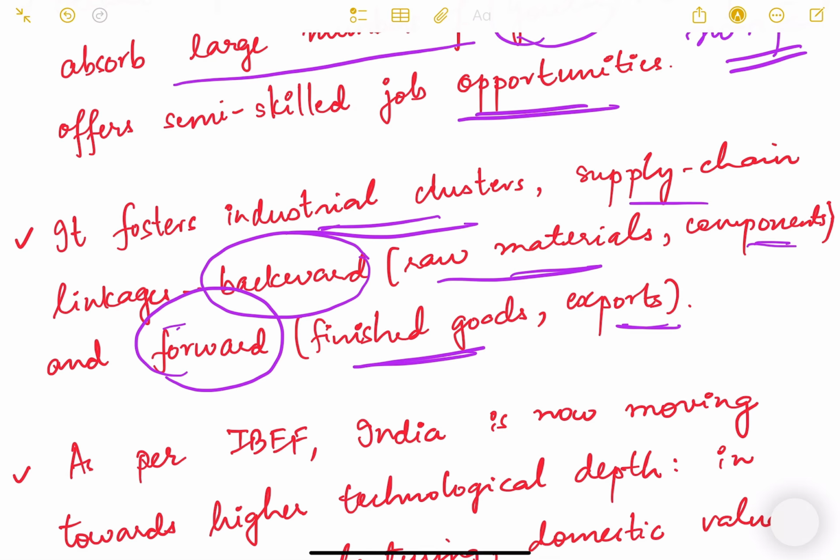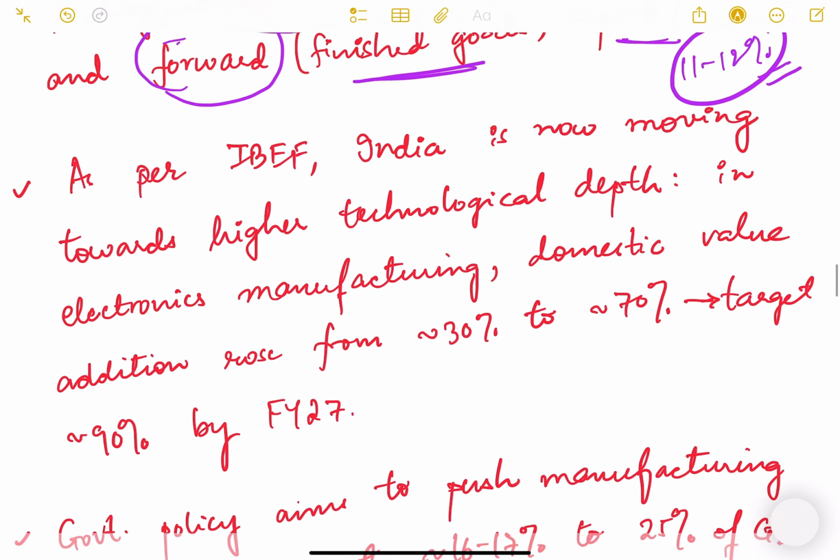All this is basic. You just try to understand what is the importance of manufacturing, what is its share currently. So you just remember 11 to 12% currently. This is the rough estimate, how many people it employs and how we can improve it. That is what we need to understand for this exam.